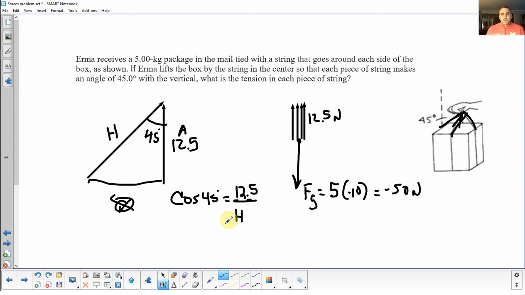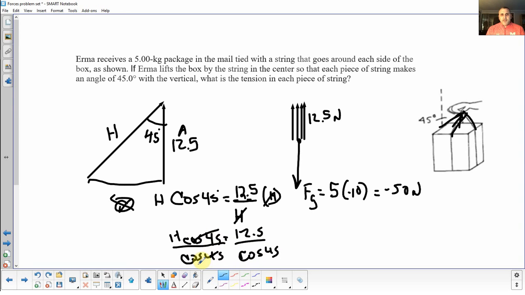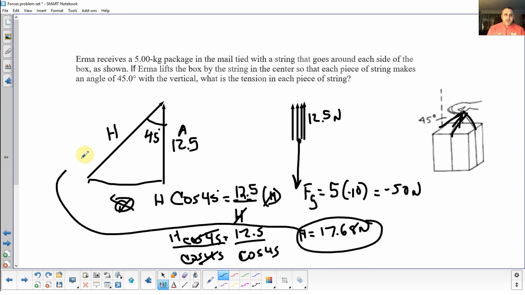And we're trying to figure out the hypotenuse, so you have to cross multiply. H cosine 45 equals 12.5, because we multiply both sides by h. And these cross out, so we have h cosine 45, then we have to divide both sides by cosine 45. Those cancel out, so we're left with h equals 12.5 over cosine 45, which should be a hypotenuse of 17.68 newtons. So that is the hypotenuse.